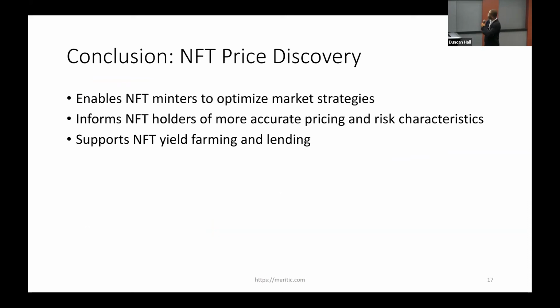So just to conclude, price discovery of NFTs enables minters to perform better optimization for their market strategies. You know, what is the ideal size of the collection I should have? Essentially, they can tune and adjust to market changes with a good model. It also enables holders to more accurately price risk characteristics. There are very few places you can go to and get a good measure of performance and risk that's based on real prices as opposed to just what is listed.